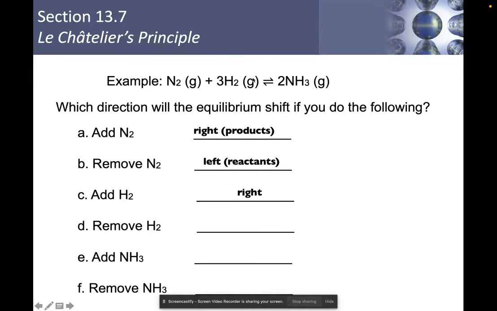What if I add H2? What if I add some hydrogen? It's going to move to the right. It's going to try to make ammonia in order to remove the hydrogen I added. What if I remove it? Well, then it's going to try to replace it. So the ammonia is going to break apart and it's going to try to make more hydrogen.